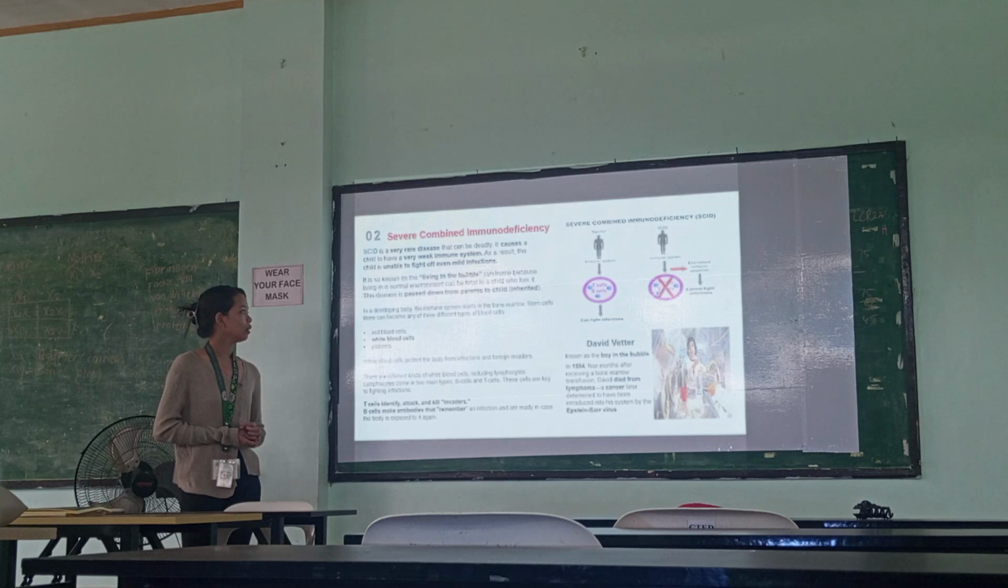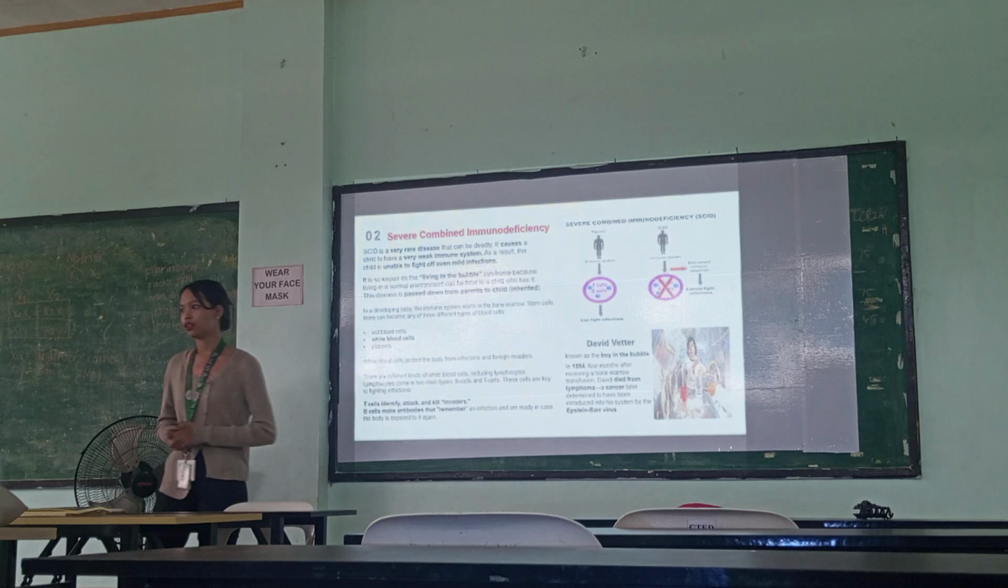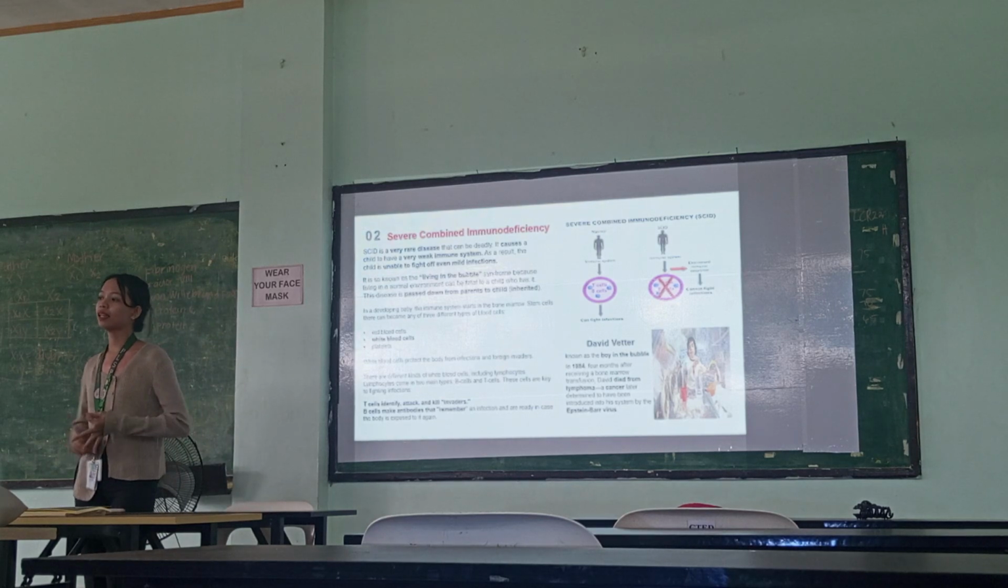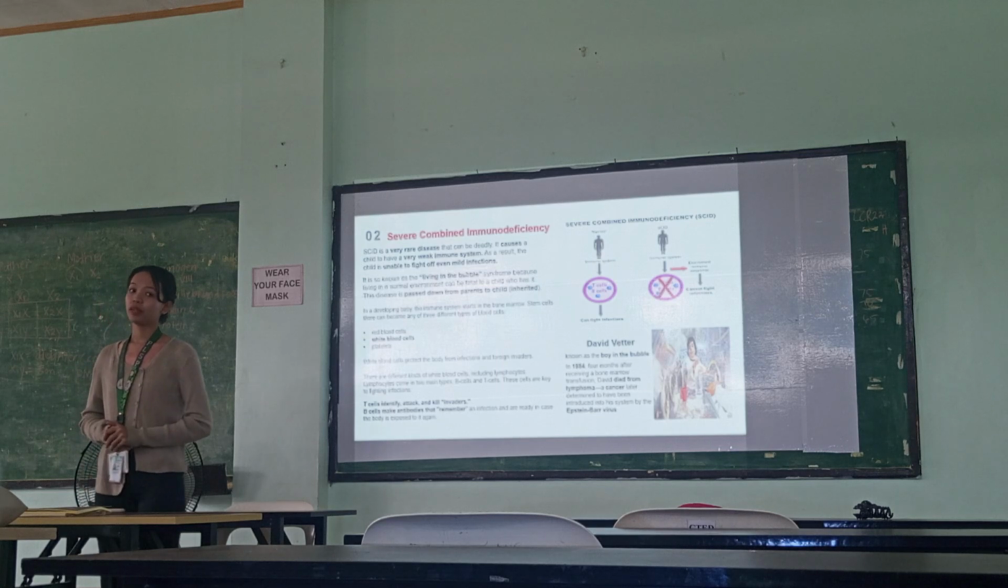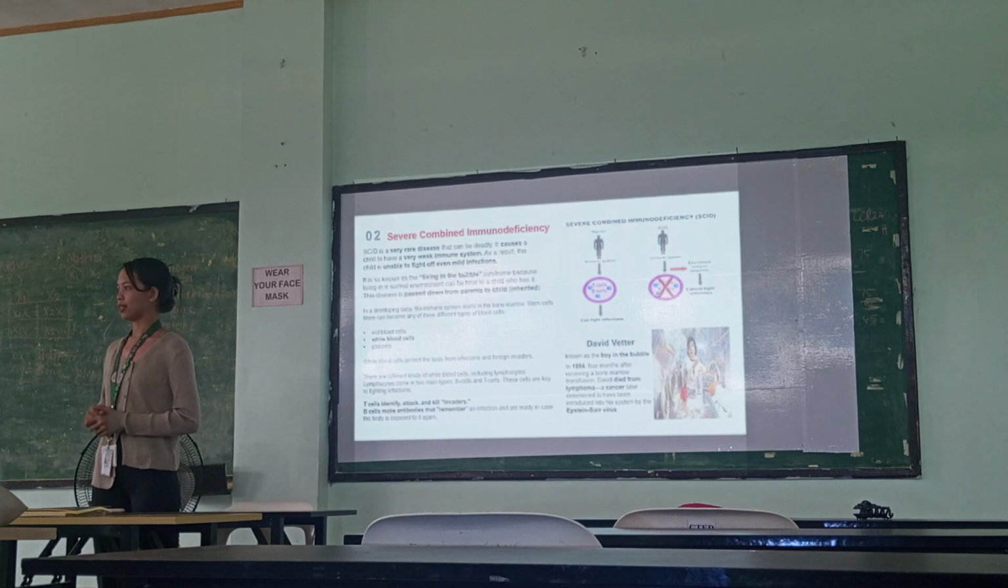Stem cells can become any of three different types of blood cells: the white blood cells, red blood cells, and platelets. Pero dito sa speed na ito, mafocus na tayo sa white blood cells. So, ano nga ba yung white blood cells?